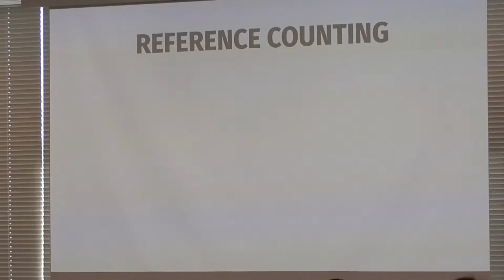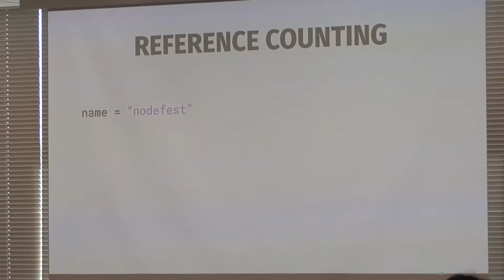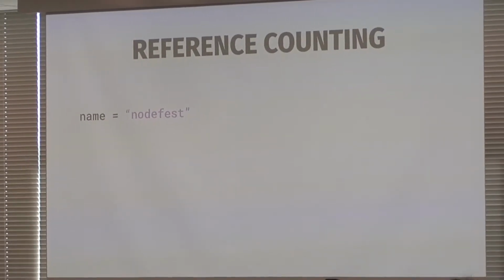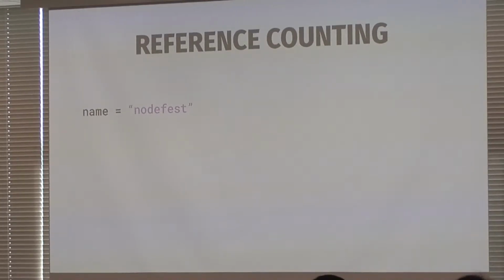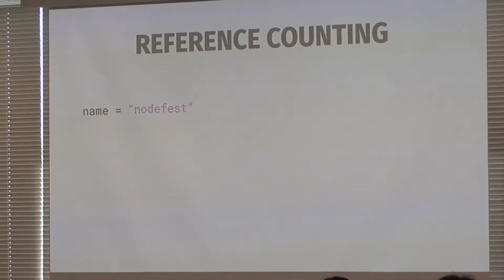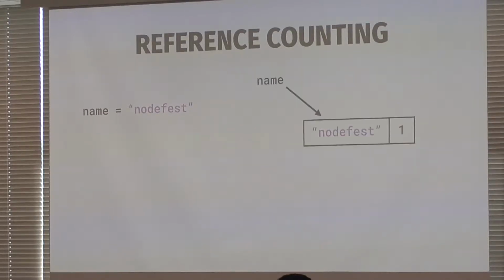So let's say I have a variable and I give it a value, node.js. My code samples are in Ruby, but it's all so simple that I'm sure it'll be clear. There's just no var or let anywhere. That's probably really the only difference. So I have my variable name, and I point it to nodefest.